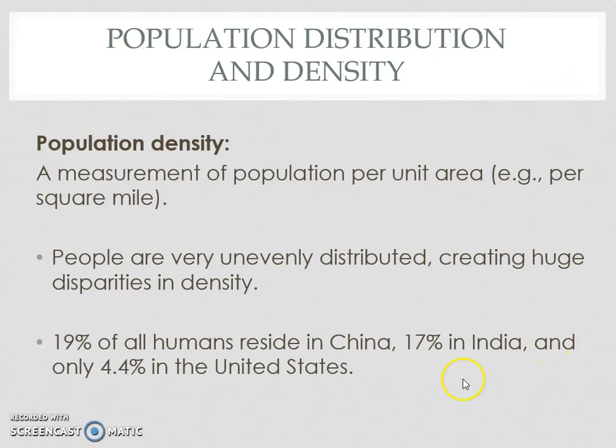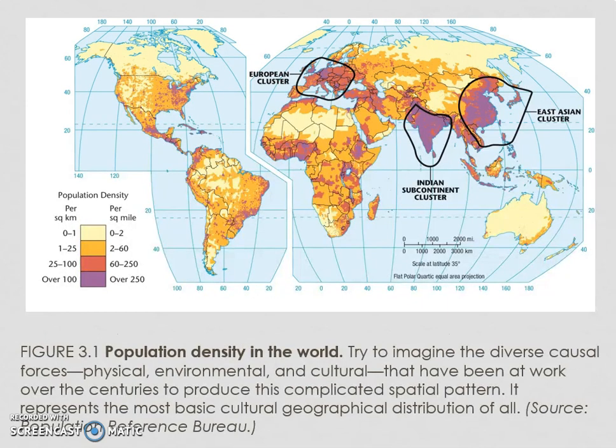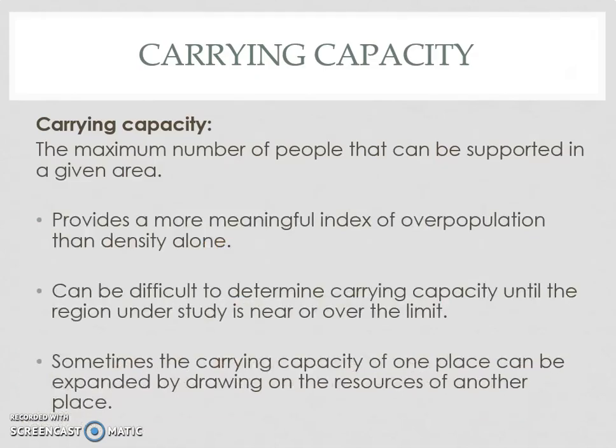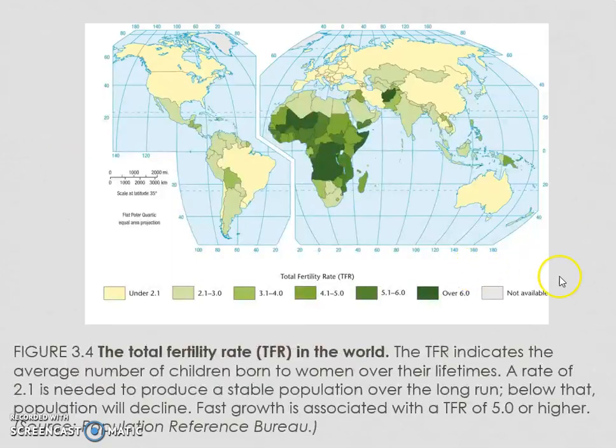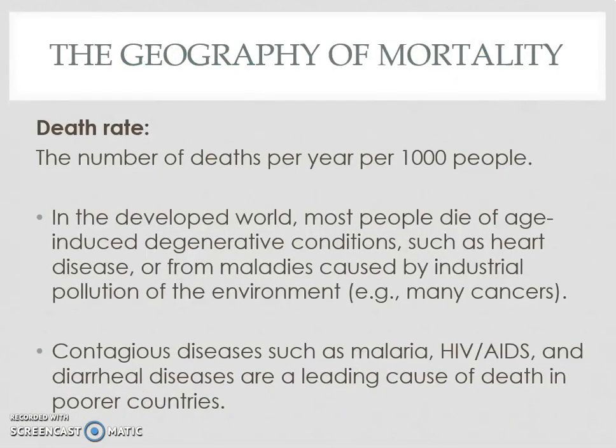India has much less than that, so it kind of tells you how much more dense the population is in India and in China. Here's a map of population density throughout the world. Carrying capacity, we talk about meaningful index of population and density alone. Natality, total fertility rate. So what is the fertility rate in terms of reproductive lifetime per thousand? Here's a map of that. Talks about total fertility rate, death rate, rate per thousand.